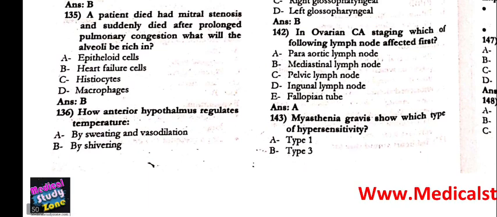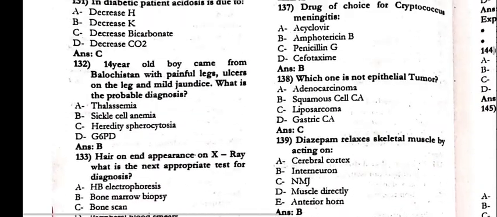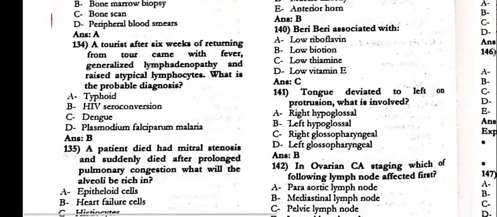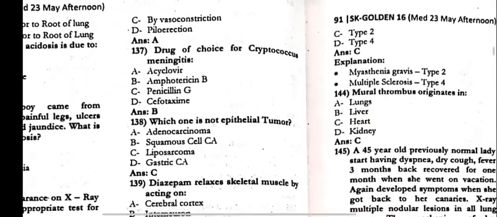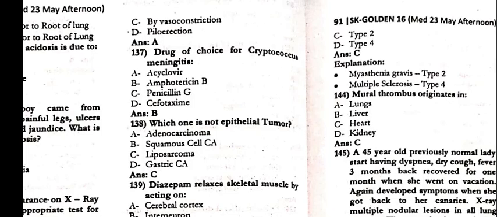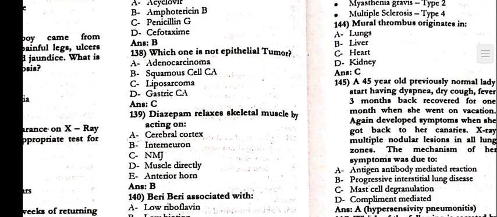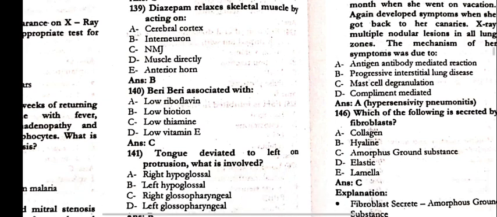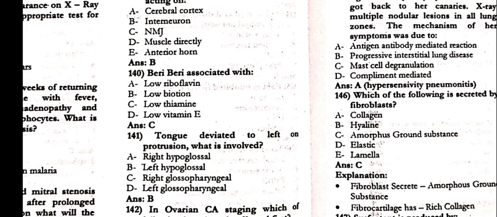136, how does the anterior hypothalamus regulate temperature? That is sweating and vasodilation. 137, the drug of choice for cryptococcus meningitis is amphotericin B. Which of the following is not an epithelial tumor? It's liposarcoma. 139, diazepam relaxes skeletal muscle by acting on the interneuron. 140, beriberi is associated with low thiamine.